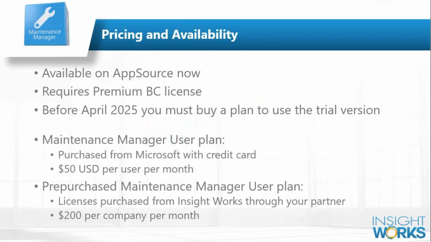So let's talk about pricing real quick. It's available now from AppSource. There's two ways you can buy it. Again, you need the Premium BC license. You can buy it directly from Microsoft on AppSource. If you do that, it's per user, and it's $50 per user per month. That user is just the manager user. So the person that's setting up the maintenance equipment, the maintenance parts, all that, that's what needs this license.